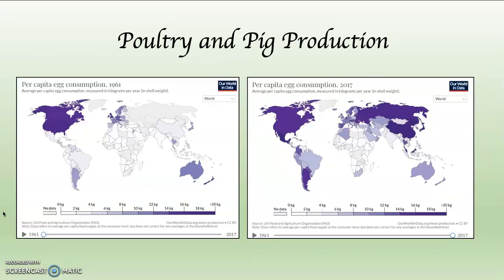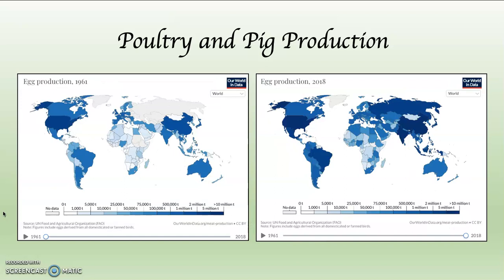How about per capita egg consumption, 1961 to 2017? Well, notice in the United States, we actually have gone down a little bit in our per capita egg consumption, but a lot of the rest of the world has gone up. Not so much in Africa or Southeast Asia, but in other parts of the world, South America, Europe. And now look at egg production 1961, egg production 2018. Notice that it's going up almost every place except for the United States. This is not consumption, this is production.